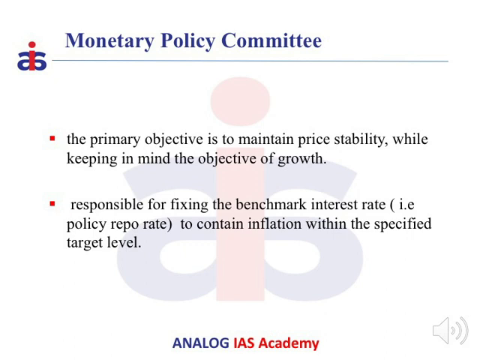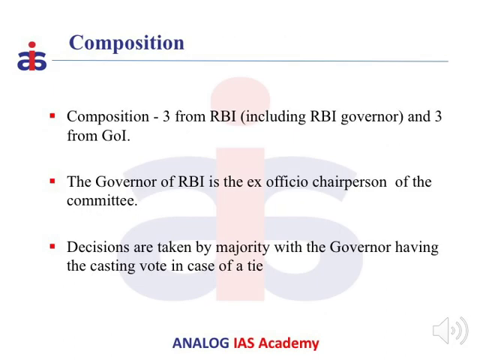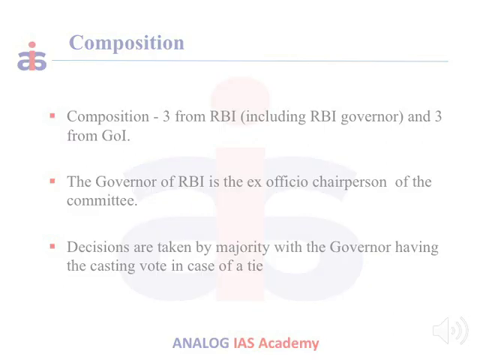It is also responsible for fixing the benchmark interest rate in India, that is, the policy repo rate, to contain inflation within the specified target level. The committee comprises 6 members: 3 officials of RBI including the governor, and 3 external members nominated by the Government of India. The governor of RBI is the ex officio chairperson of this committee. The decisions are taken by majority, with the governor of RBI having the casting vote in case of a tie.